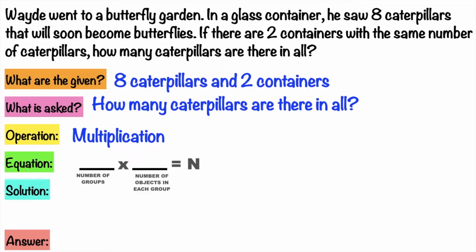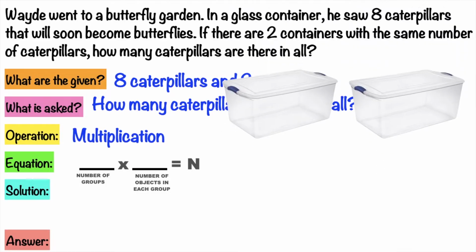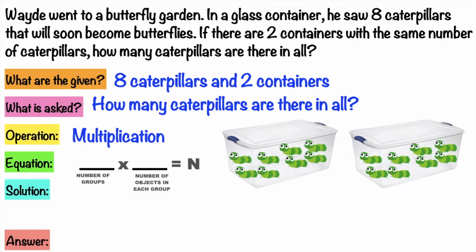Let's look at the illustration of this problem. We have 2 containers with 8 caterpillars in each container, so the equation will be, that's correct, the first factor will be 2. How about the second factor? Good job! It will be 8 because we have 8 caterpillars in each container. So now, let's have the solution.